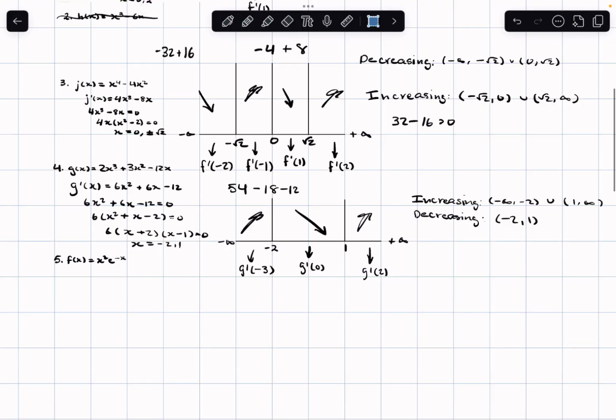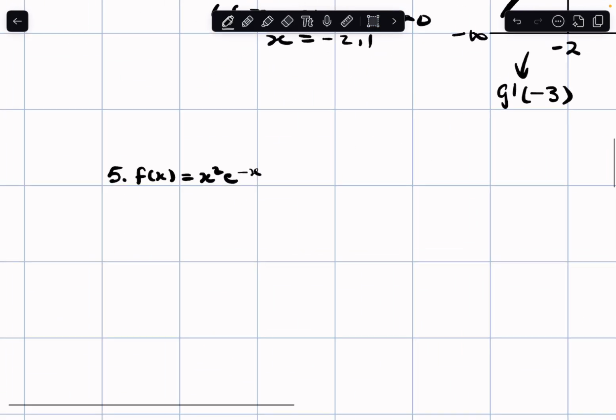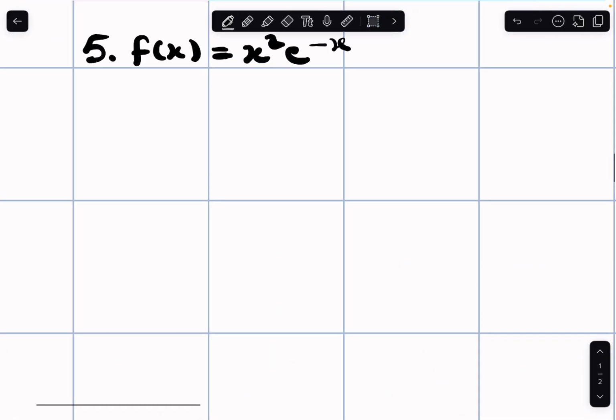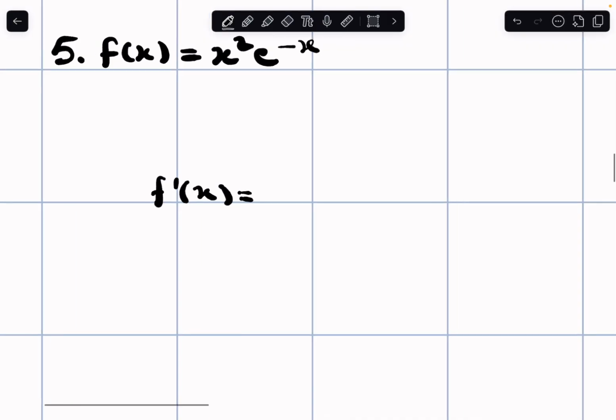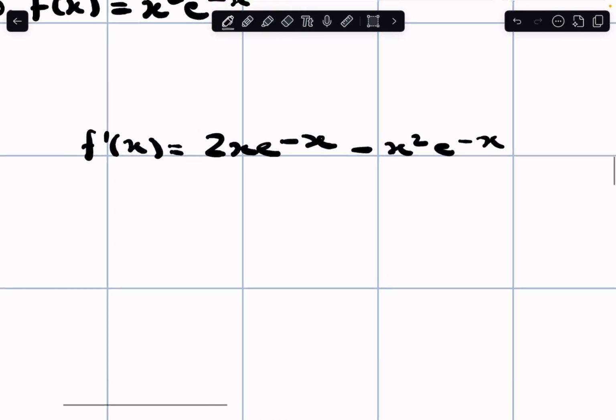Okay. So those were how we did it with polynomials. Now we have a non-polynomial function. It's a little more tricky, but it's doable. All right, so we're going to follow the same algorithm. So we take the first derivative, so f prime of x is equal to, and here we're going to use the product rule, not the power rule. So it'll be 2x e to the negative x, then minus x squared e to the negative x. And then we will set it equal to 0.